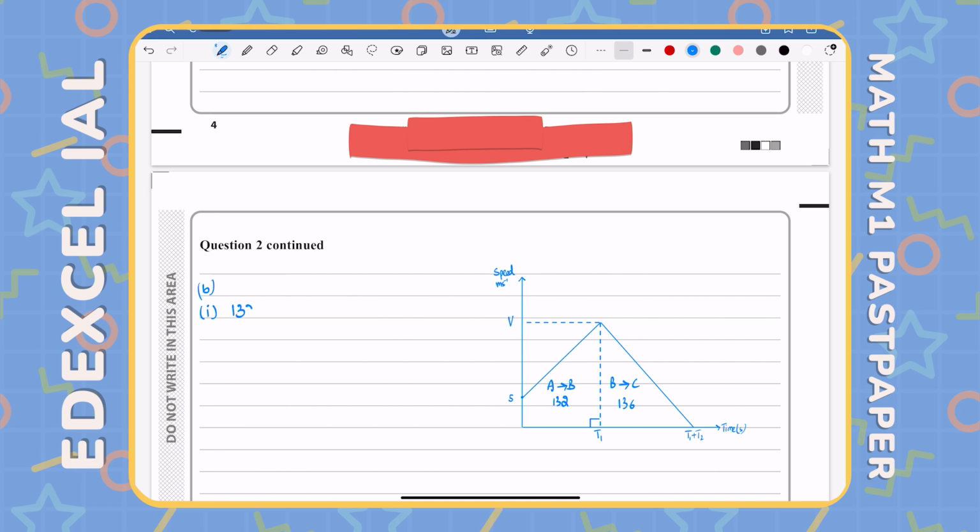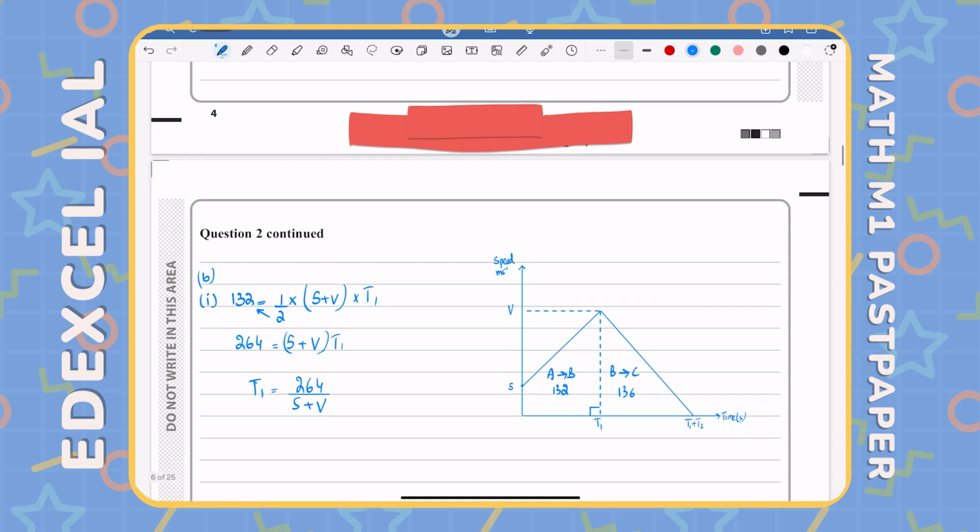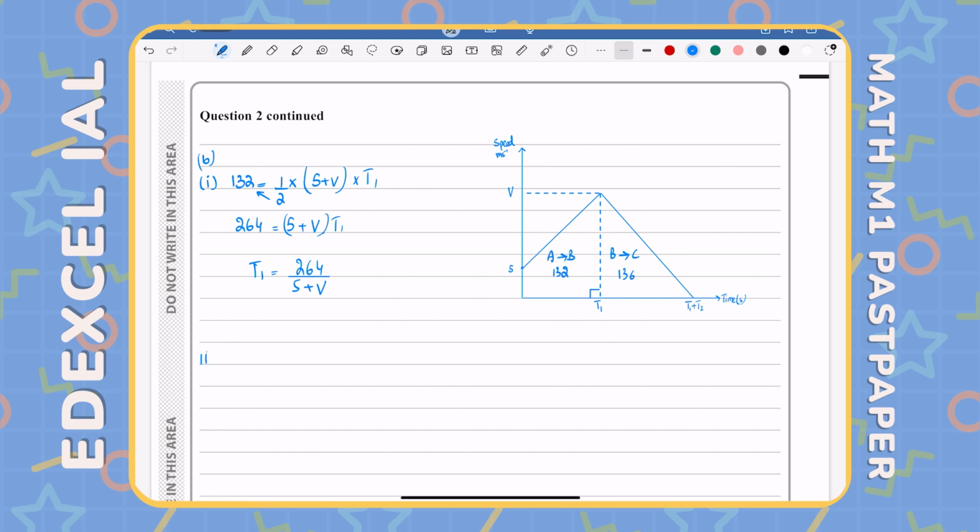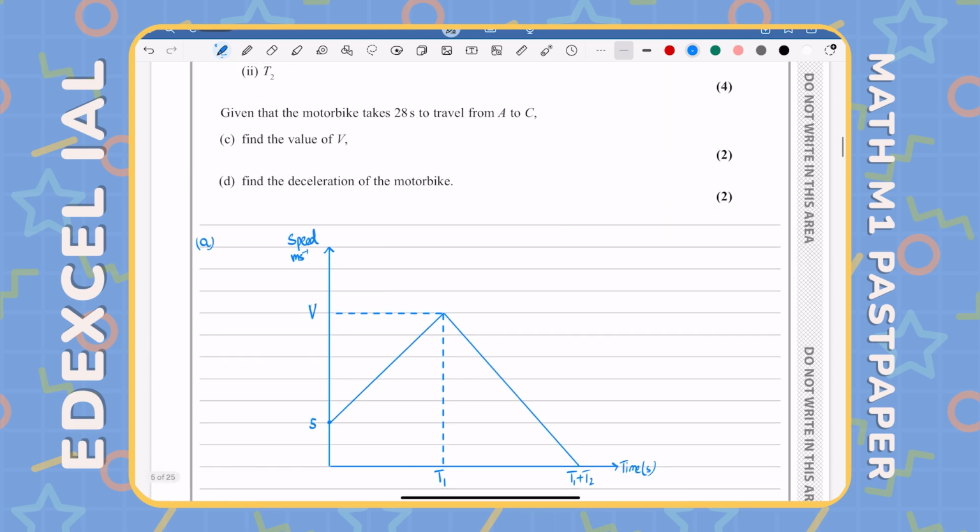So 132, which is the area, will be equal to 1 upon 2 into sum of parallel lengths, 5 plus V, into the height, which is T1. Do bear in mind that you're supposed to make T1 the subject. So we cross multiply, we have 264 equals 5 plus V into T1. Let's make T1 the subject. So T1 is equal to 264 over 5 plus V. And that's it, job done. Now part 2. Let's see what part 2 says.